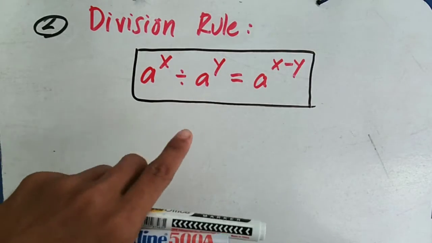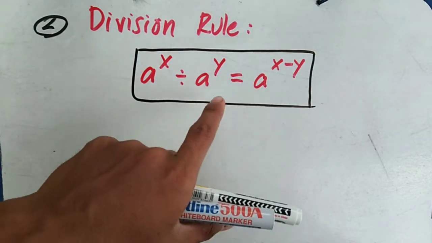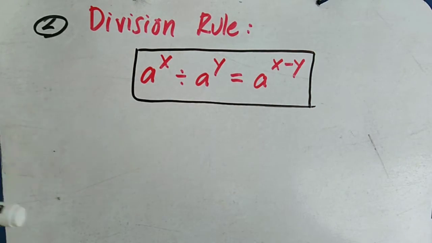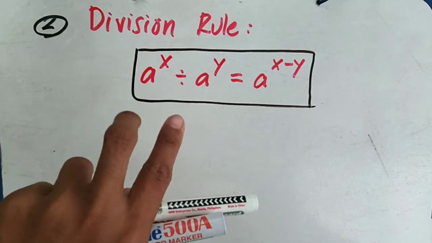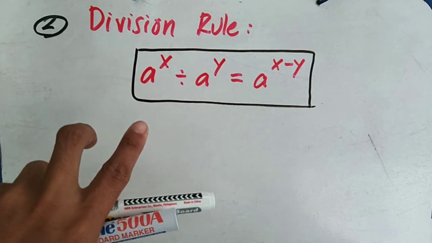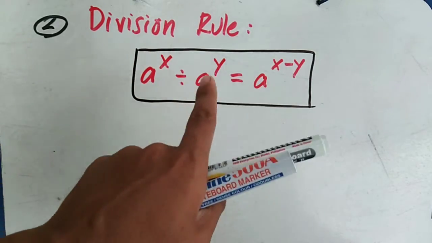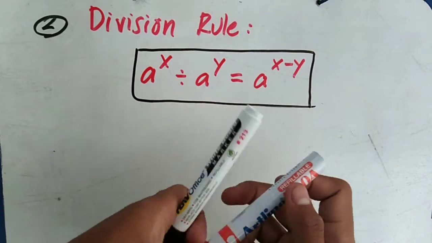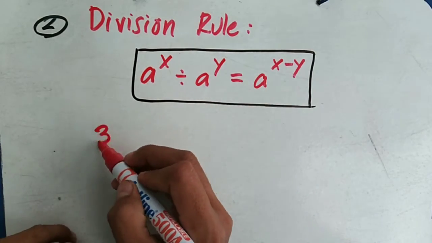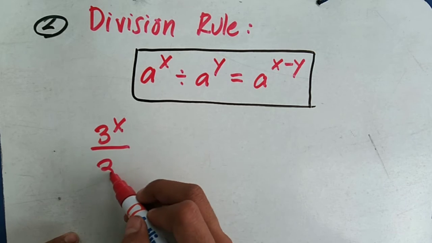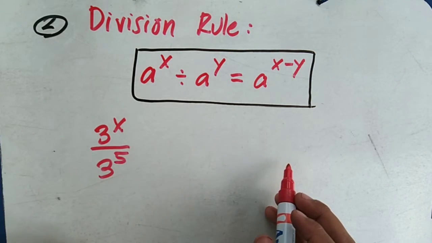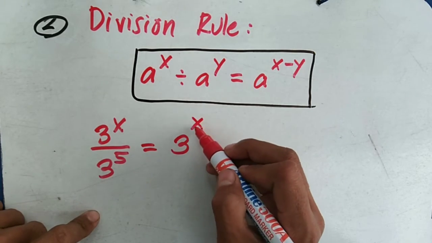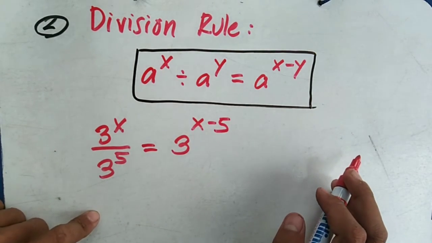Division rule in the form a to the x divided by a to the y is equal to a to the x minus y. Yes, same ulit yung base nila, pareho a. So pag nagdi-divide tayo ng same base, ima-minus lang yung exponent. So give tayo ng example. Kunwari, 3 to the x over 3 to the 5. Yes, this is divide. This is equal to, since same yung base, ima-minus lang natin yung exponent.